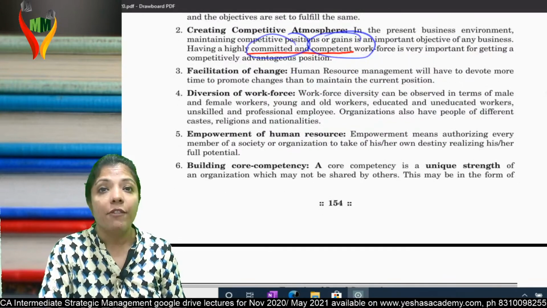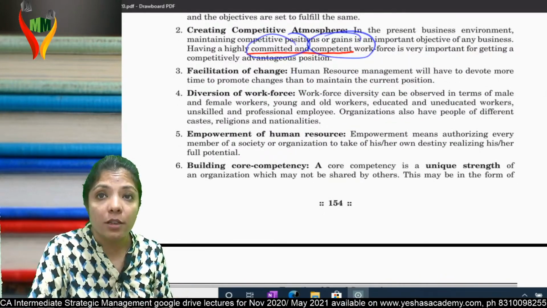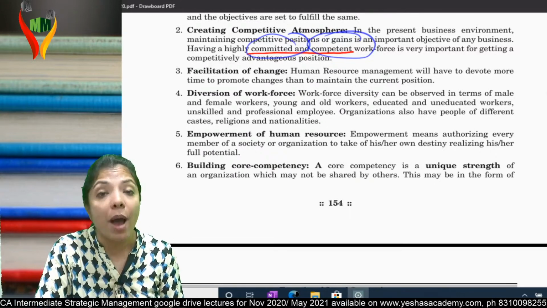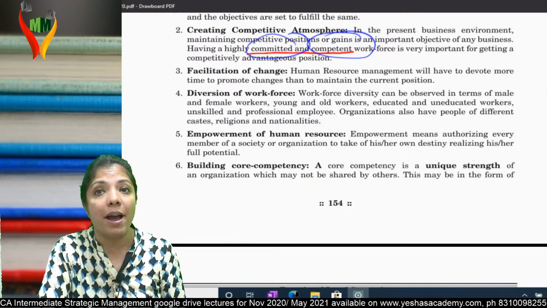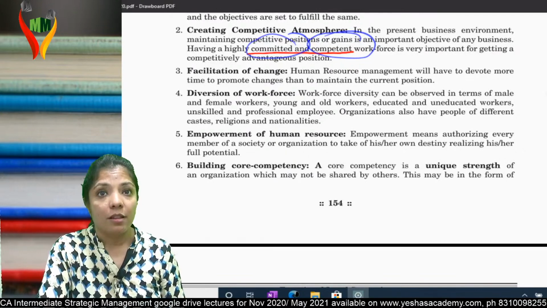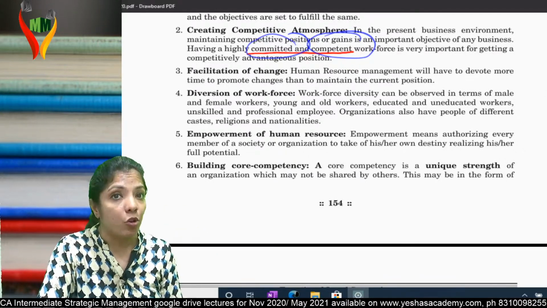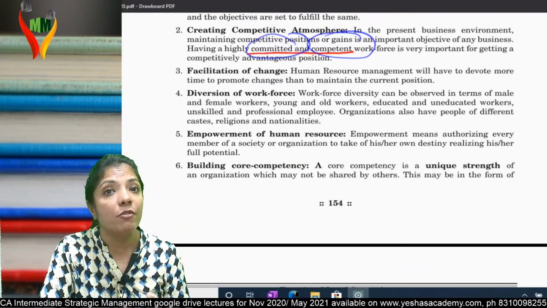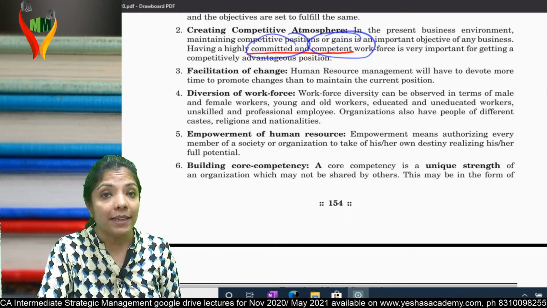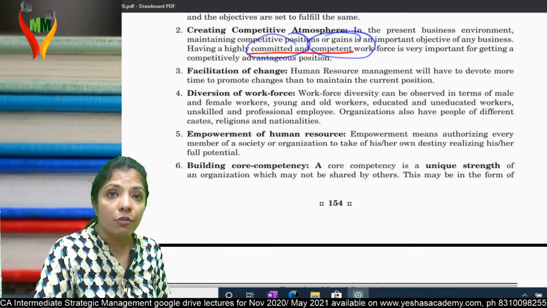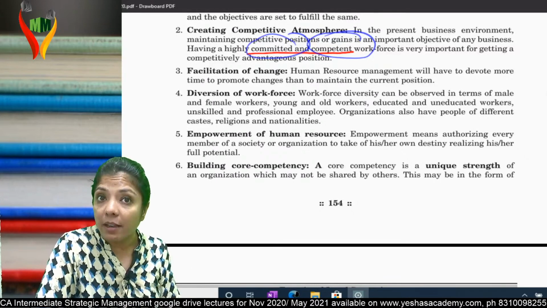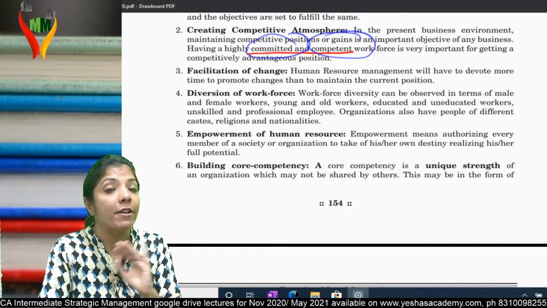Then next, fifth point, empowerment of human resource. Empowerment means giving power. How can you give somebody power? By knowledge. And in which field will I have knowledge? I will have knowledge in a field in which I have interest. So automatically, whenever you give an interview, being a CA, you'll know everything, but everything won't be your area of expertise.